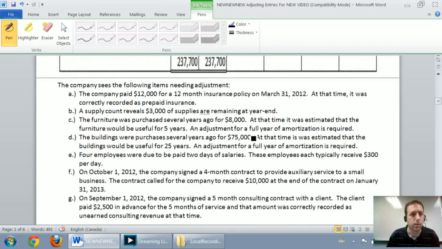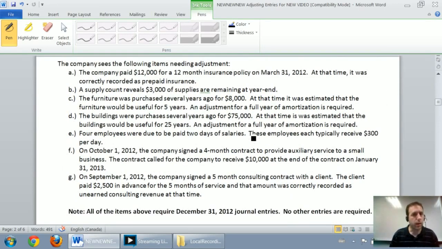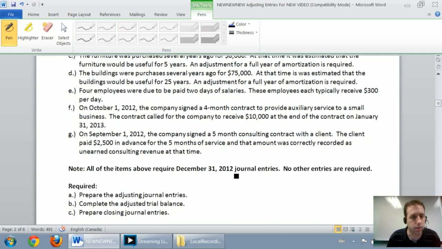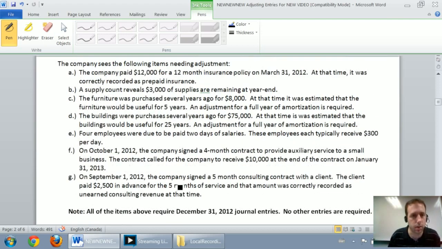Let's read on. It says the company has the following items needing adjustment, and there's A, B, C, D, E, F, G, H. That's 8 items. And it says, note, all of the items above require December 31st, 2012 journal entries. No other entries required. So we're just doing adjusting journal entries here. Part A, prepare the adjusting journal entries. So we're going to do Part A in this section of the video. Part B we'll do in the next section, and Part C we'll do in the third part of the video.